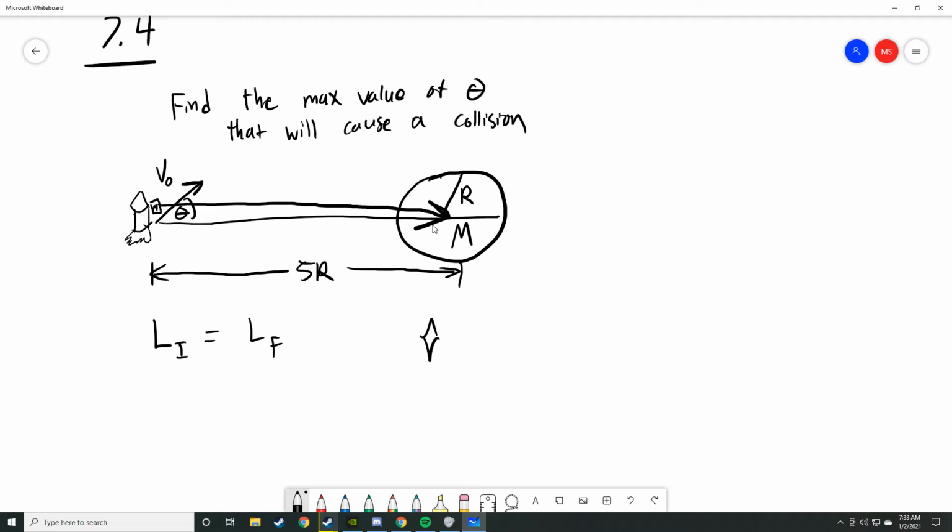So if it's always acting inward, let's say that somewhere along the trajectory our mass gets here. Our gravitational force, this is force gravity, is always going to act inward. And you might say, okay, well, so what? What does that mean? Well, because it's always going to act in the radial direction, it's never going to apply a torque on the system.